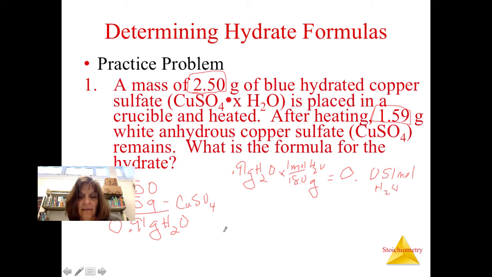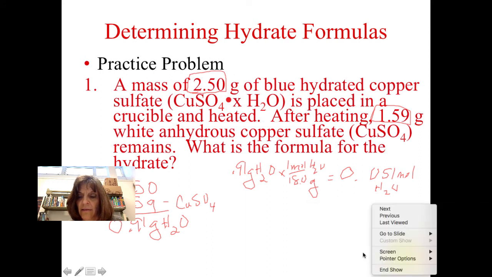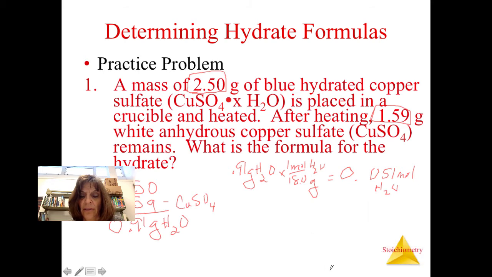All right, let's change the pen color. Oh, this is particularly hard. Let's try blue this time. Oh well, I'll stay with red. Forget it.